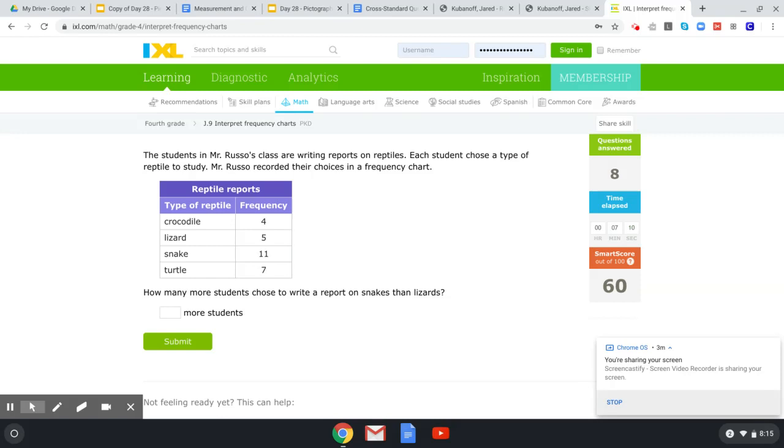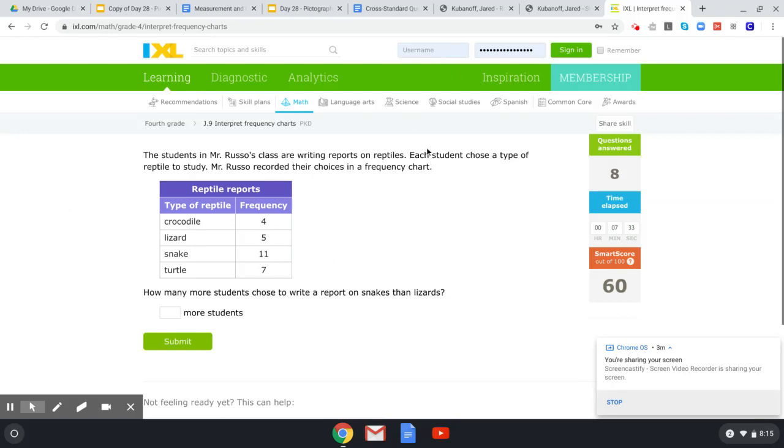The students in Mr. Russo's class are writing reports on reptiles. Each student chose a type of reptile to study. Mr. Russo recorded their choices in a frequency chart. Okay, reptile reports, type of reptile, frequency. How many more students chose to write a report on snakes than lizards?